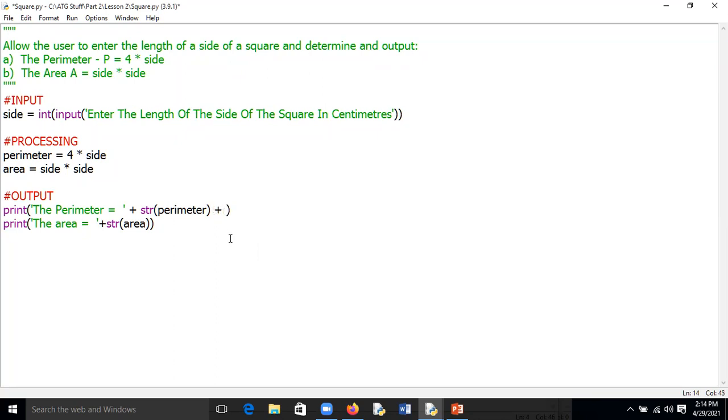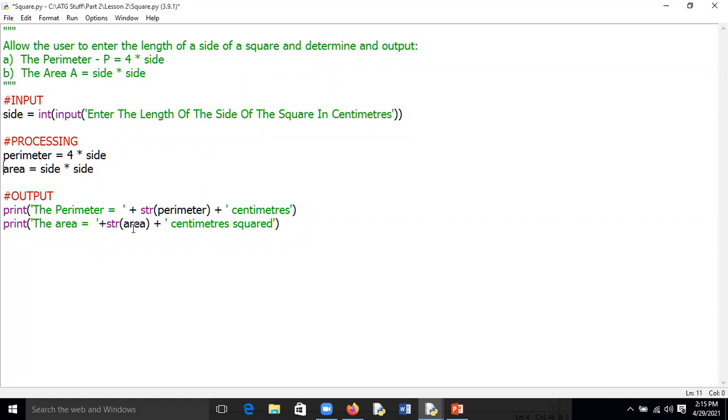And I'm going to go and join that to the word centimeters. So this would basically display the perimeter equals whatever the answer is and centimeters, right? And here we can say centimeters squared. Right. Now, before I actually run this, I just want to show you this.